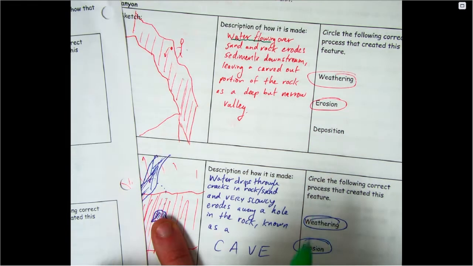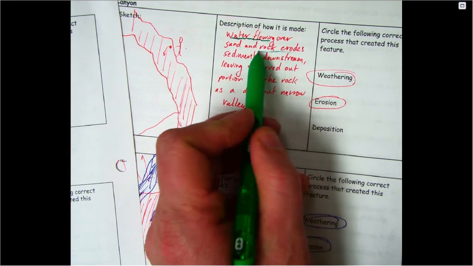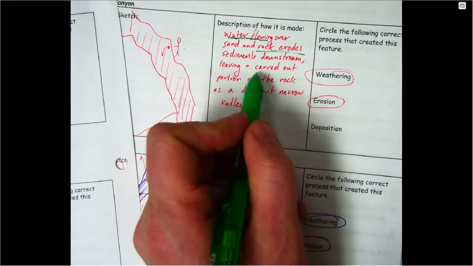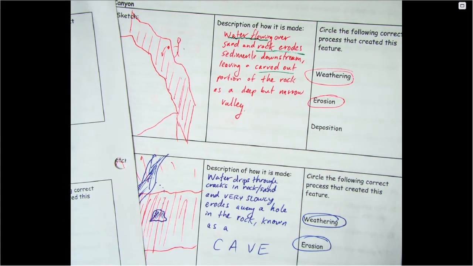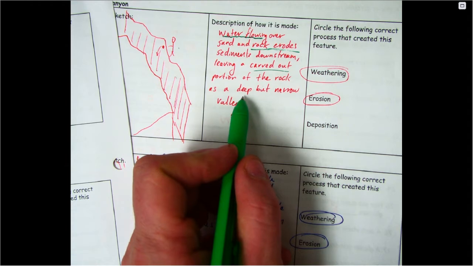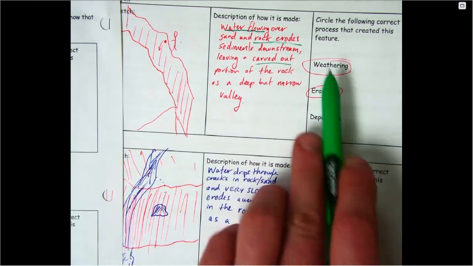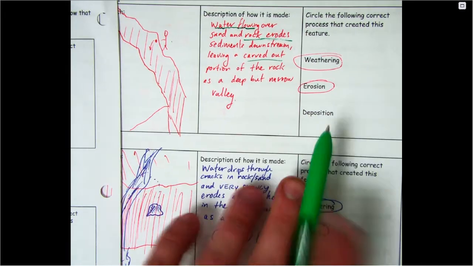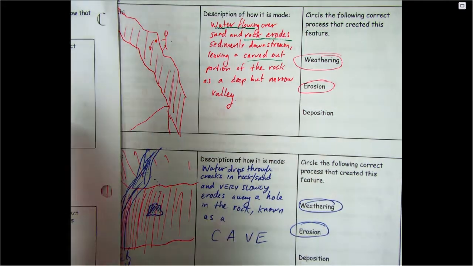Okay, description. First of all, you have to have flowing water. So that's going to be important to have there. It's got to flow over sand and rock. So the rock erodes, moving the sediment downstream, leaving a carved out portion of the rock. And it's a deep, narrow valley. And for this one, of course, it was weathering and erosion that we know was happening. Deposition, we never hear about where the rock's going. We don't know where it goes. I mean, we do, but in this definition, we don't.